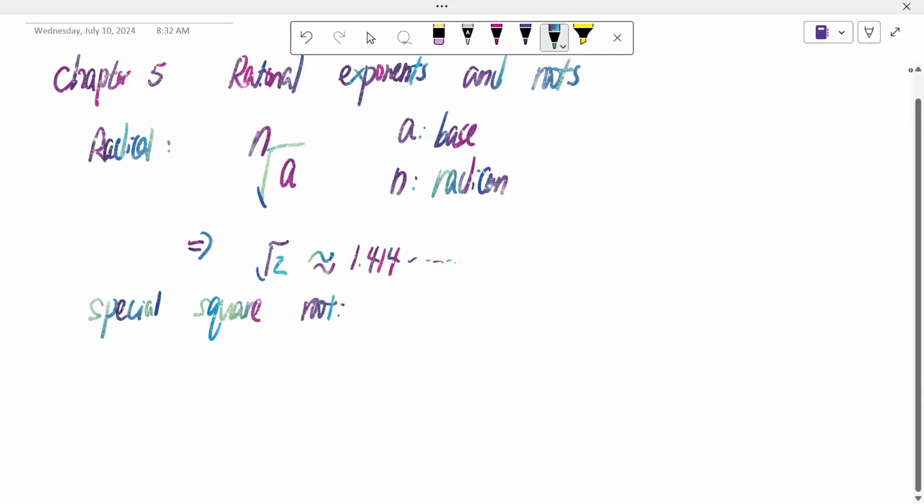The first one is, what is the square root of 1? It's 1, right? And how do we know it's 1? For a square root, by default, the index will be 2, and our radicand will be 1 squared. So right here, the exponent and the root offset each other. That's how we end up with 1.